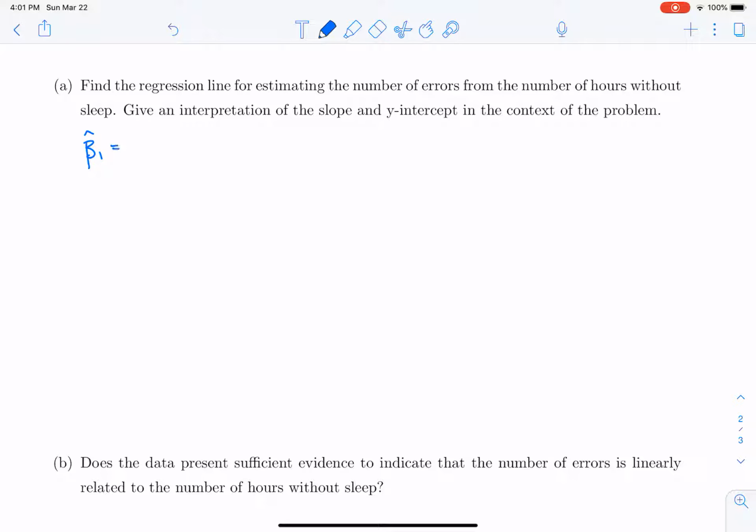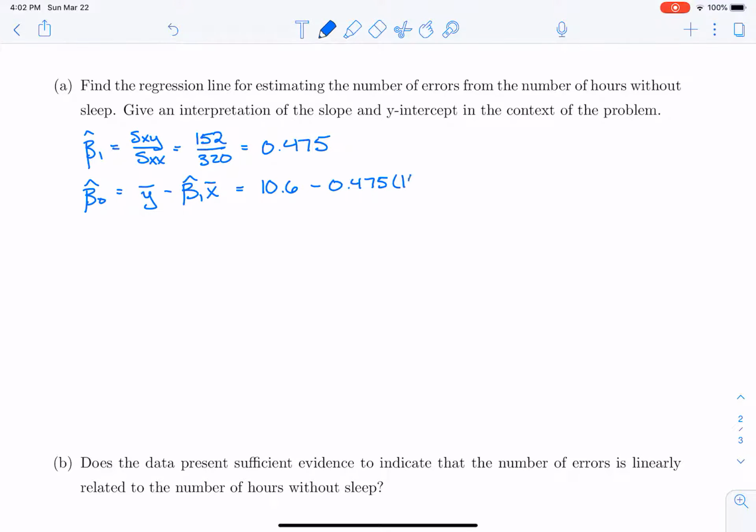compute the slope, beta sub 1 hat, which is S sub xy over S sub xx. We have that is 152 over 320, which gives us a slope of 0.475. Then beta sub 0 hat is y bar minus beta 1 hat x bar, and that's going to be 10.6 minus our slope, 0.475, times x bar, which is 16. And if we work that out, we're going to get 3.